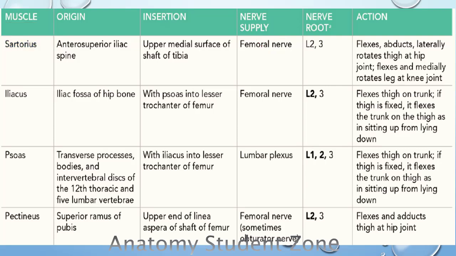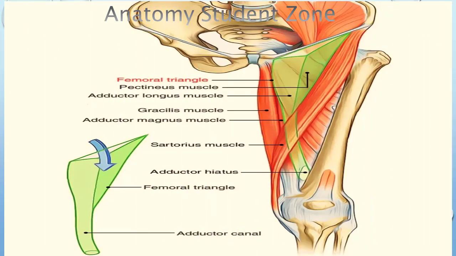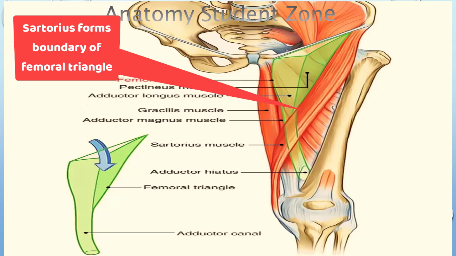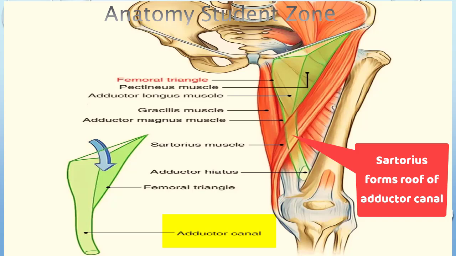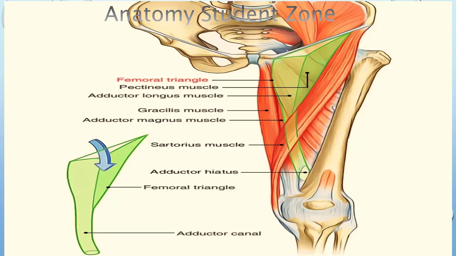The last important point to remember regarding sartorius is it also forms a boundary of the femoral triangle that we will cover later on, but you have to remember this superficial-most muscle is also forming the boundary of the femoral triangle. Besides the femoral triangle, it is also forming the fascial roof of the adductor canal. The adductor canal is in the adductor compartment, that is the medial compartment of the thigh. We are not covering it right now, but again you have to remember it will form the roof of the adductor canal in that compartment.